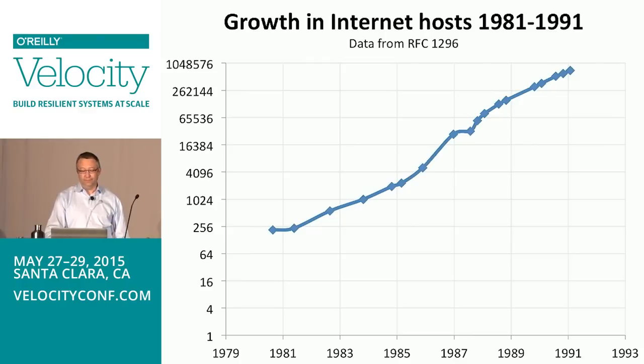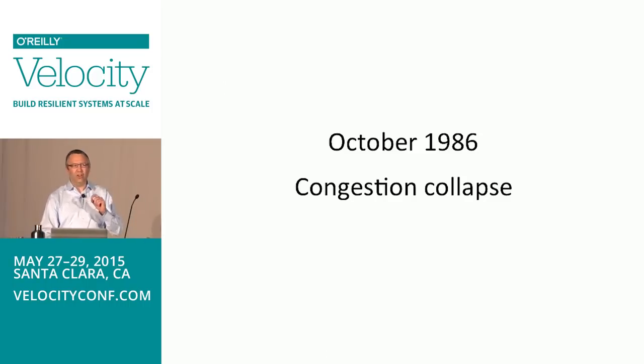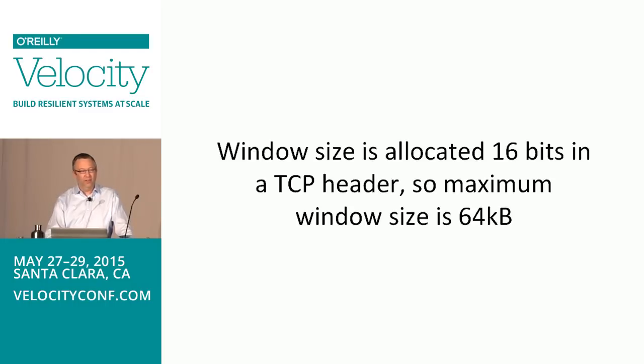And things were going great until about 1986, when the number of hosts on the internet had grown to 5,000. So that's a 25-fold increase since Postel had published RFC 793. And it's at this time that the cracks started to appear. In October of 1986, the internet had the first of what became a series of congestion collapse events. And in retrospect, it's not too hard to see what the problem was.